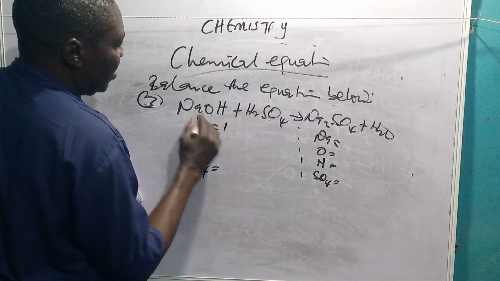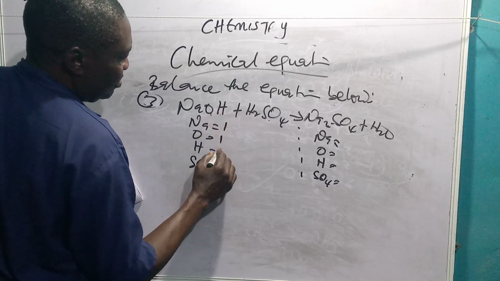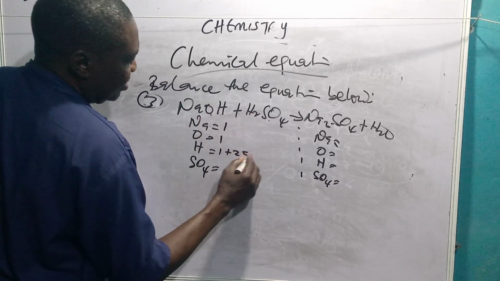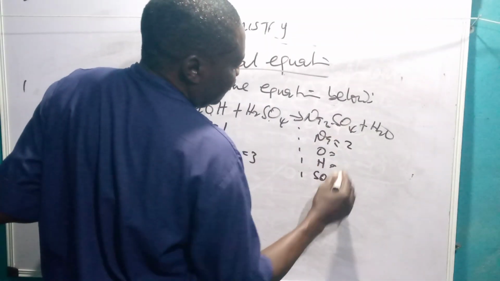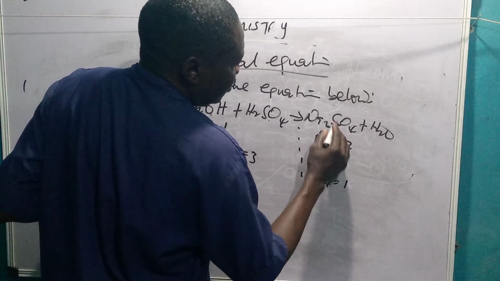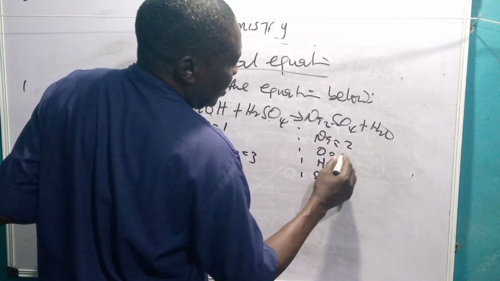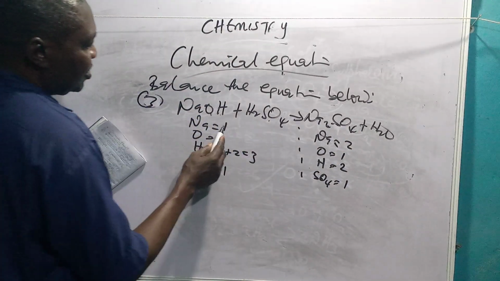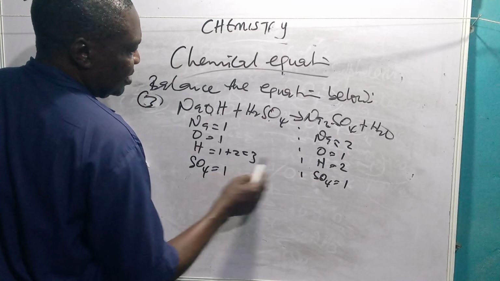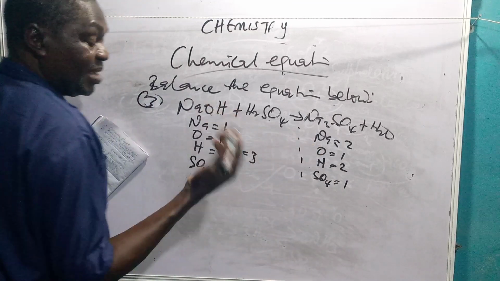You have sodium here is 1. Oxygen here is 1. H is 1 plus 2, this is 2, making 3. SO4 is 1. Here, oxygen is 2. SO4 is 1, because it's a group. We are taking it as a group. Then oxygen here is 1. Hydrogen is 2. Let's see the one that is different. Sodium. Oxygen is the same. Hydrogen is 3. You can use any one, but I prefer we use the simple one. We just use the one that is easier.